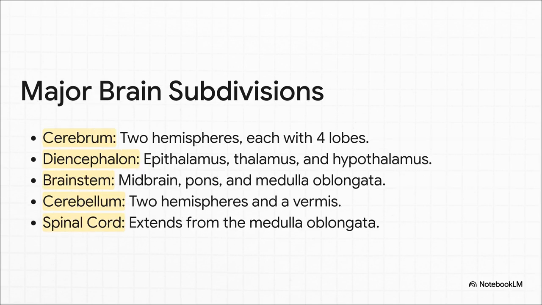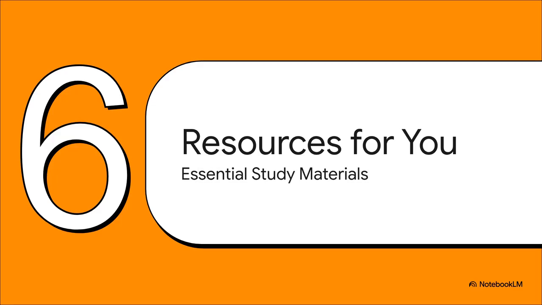Okay, let's zoom out again and look at the brain's 5 major subdivisions. At the very top, we have the huge cerebrum with its 2 hemispheres. Tucked right underneath it is the diencephalon, which acts as a central relay station. That connects down to the brainstem, which is our body's life support system. Tucked in behind the brainstem is the cerebellum, which is absolutely vital for coordinating smooth movements. And finally, extending down from the brainstem is the spinal cord, the main information superhighway connecting the brain to the rest of the body.